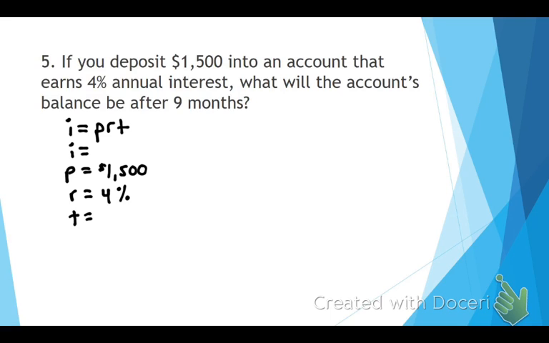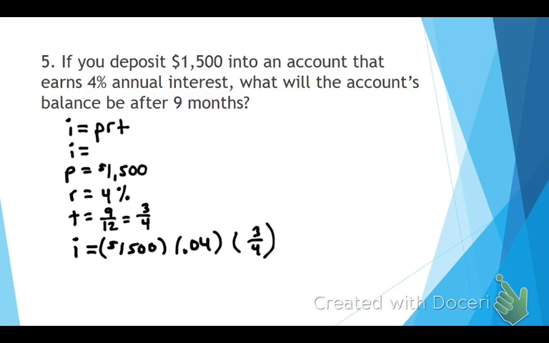No, because the time has to be in years. So 9 months is the same thing as 9 months over 12 months. That reduced would be what? 3/4, okay? So let's see if we can find out what the interest is. I equals P times R times T. So what's my P? 1,500. 1,500 times 0.04 times 3/4.